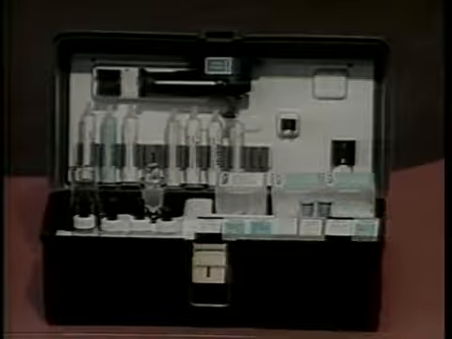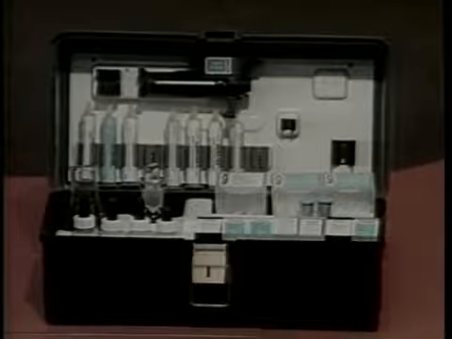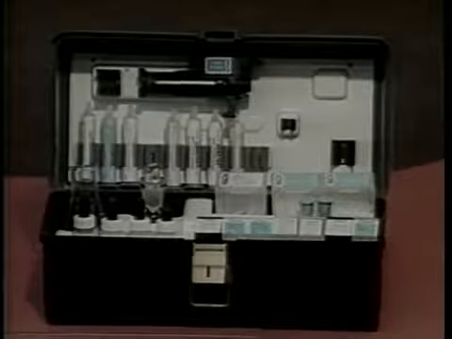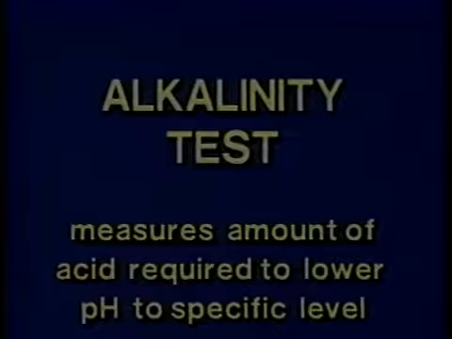Alkalinity and hardness may be measured through the use of test kits such as this one. Kits such as this are relatively inexpensive and include supplies for testing other water quality parameters which will be discussed in subsequent tapes of this series. Kits may be purchased from scientific supply companies. As mentioned earlier, the alkalinity test measures the amount of standard sulfuric acid required to lower the pH to a specific level.